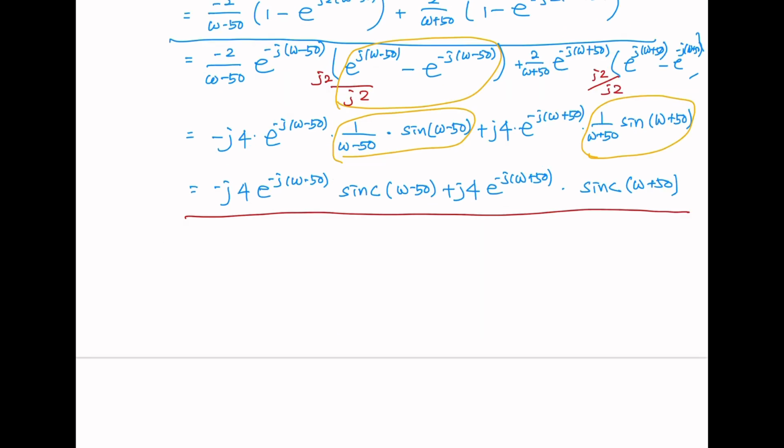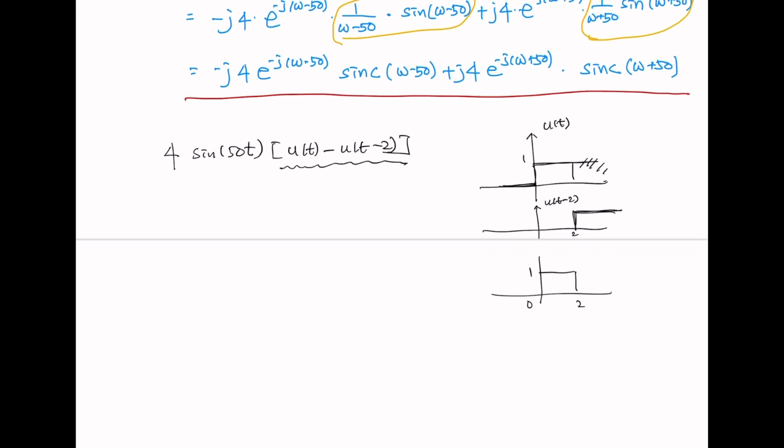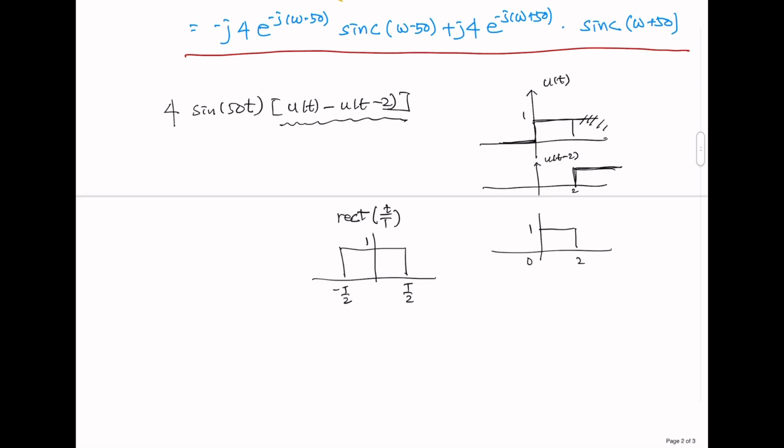Now I'm going to write the problem again. This time we're going to use rectangular signal form. So when we graph u of t, and then when we graph u of t minus 2, and if you subtract it, this portion is going to go away. So that is this. Now we know the rectangular pulse, rect t over T, is from negative T over 2 to positive T over 2, and this is 1. Then we can have rect t over 2, because big T now is a 2. So we're going to have negative 1 and 1.